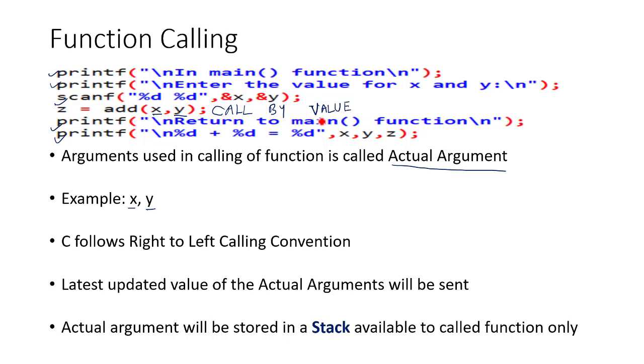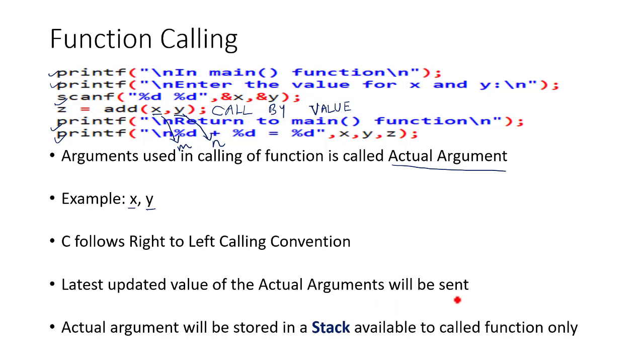Now C follows right to left calling convention. What does this mean? This means the value of the rightmost parameter will be passed first, then the second rightmost, then the third rightmost, finally the leftmost parameter will be passed. So in our example, the y value will be passed to n first, then the x value will be passed to m. So from right to left, the parameters will be passed. And we always pass the latest updated value of the actual argument.